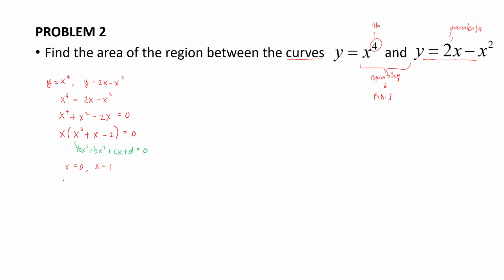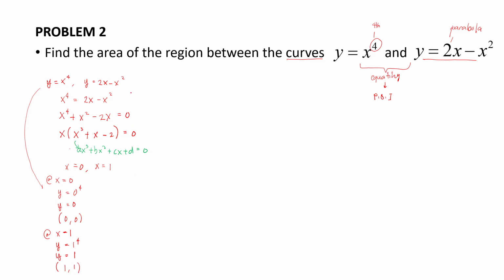Okay, so at x equals 0, let's try using the first equation. Okay, it's a bit simpler. y equals 0 to the power of 4, so y is equal to 0. So the first point of intersection would be at (0, 0). Next is at x equals 1, still the same equation. y equals 1 to the power 4, so y is equal to 1. So the second point of intersection would be at (1, 1).